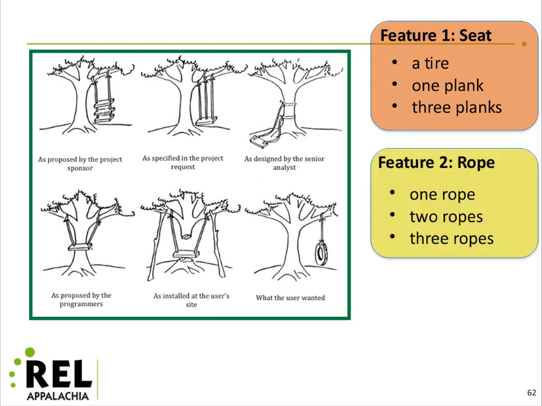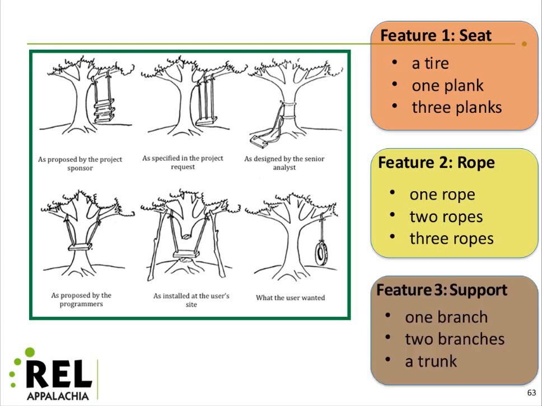How about configurations for the rope? Well, variations for it include 1, 2, or 3 ropes. And finally, the third component, support. There were 3 possible variations for it. 1 branch, 2 branches, or the tree trunk itself, which is probably not a very ideal variation. So now we kind of have a clearer picture of what the users really wanted. And had the swing developer been given this written picture in advance of his work, he or she might have done a better job of meeting the user's vision of the ideal backyard swing.